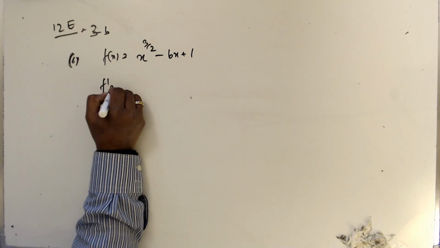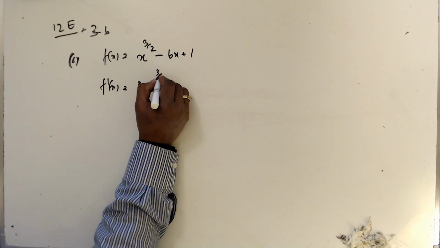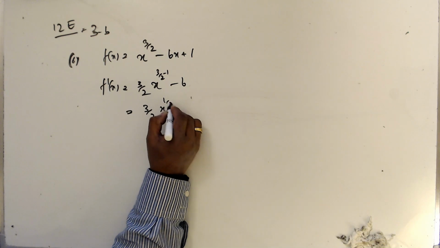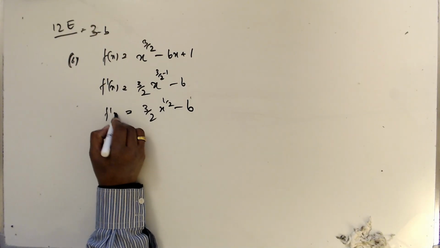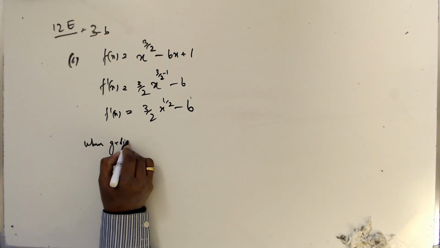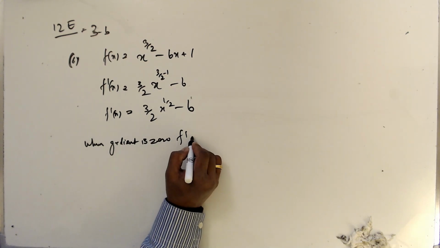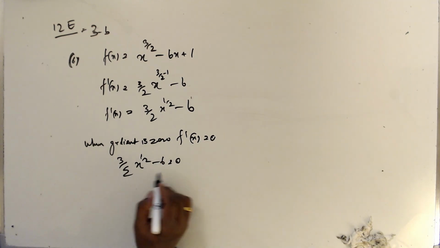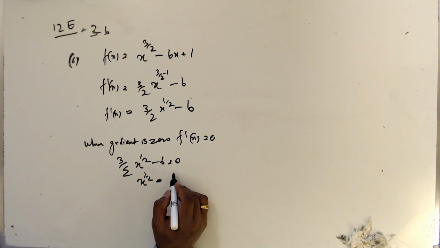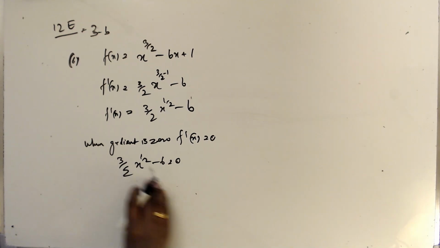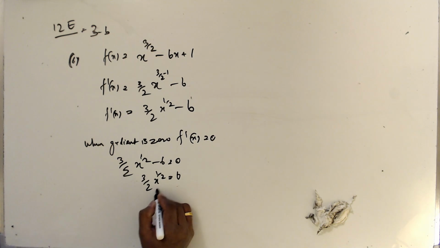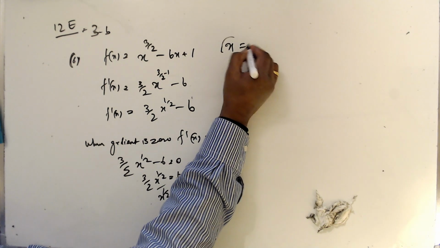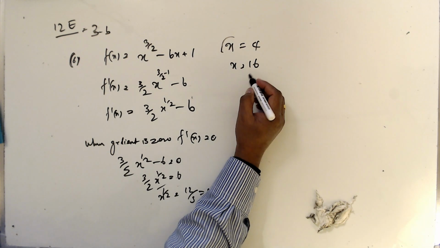Let's see. So f dash x equals 3 over 2 x to the half minus 6. When the gradient is 0, f dash x is 0, then 3 over 2 x to the half minus 6 equals 0. So 3 over 2 x to the half is 6, cross multiply. So x to the half is 12 over 3, which is 4. So square root x is 4. You have to square both sides, so x is 16.